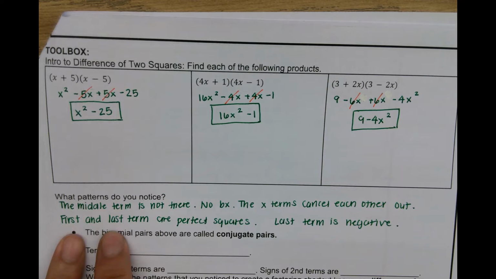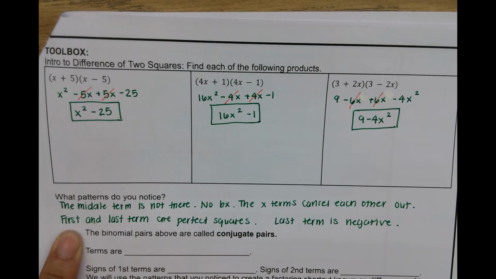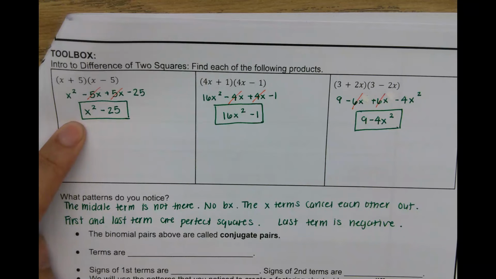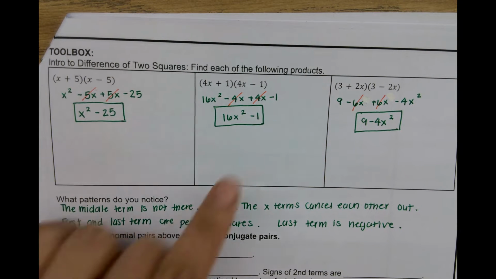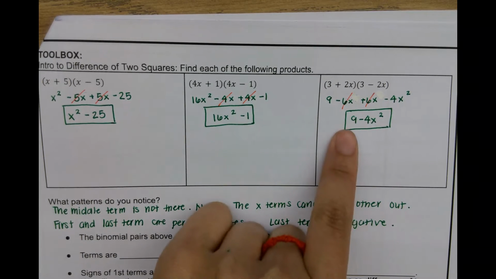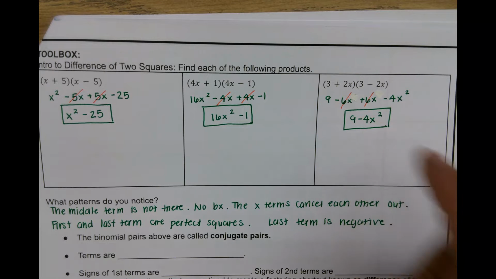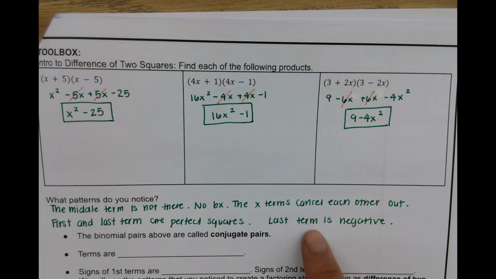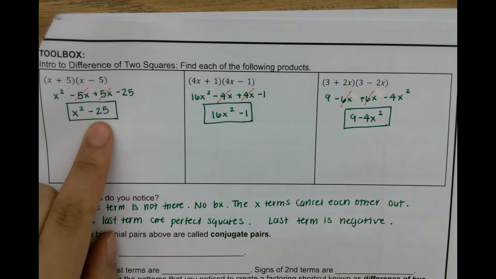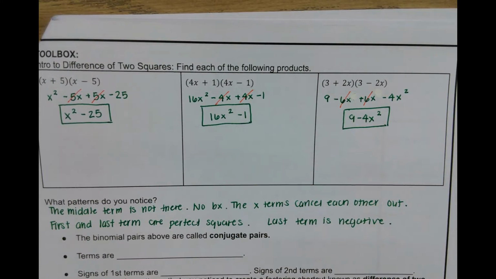Another thing I noticed is that both the first and the last term are perfect squares. x squared is a perfect square, 25 is a perfect square, 16x squared is a perfect square, 1 is a perfect square, 9 is a perfect square, 4x squared is a perfect square. And another thing I noticed is that the last term is always negative: minus 25, minus 1, minus 4x squared.